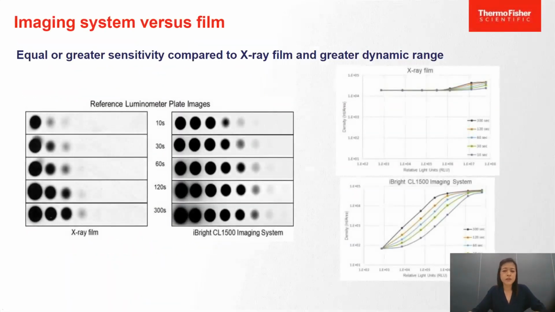Now, some users who are very used to the film method may argue that film has the best sensitivity. Here are some reference luminometer plate images captured on X-ray film and the iBright imaging system, and you can see that the iBright imaging system is able to give much better sensitivity than X-ray film at all exposure times.